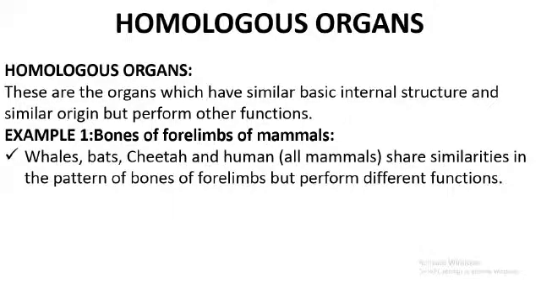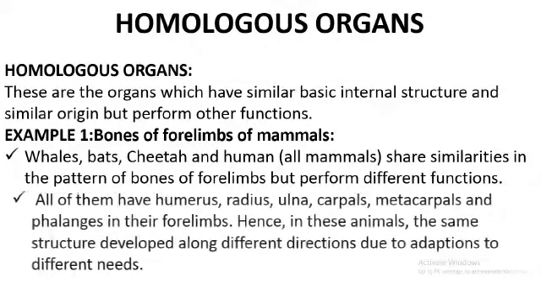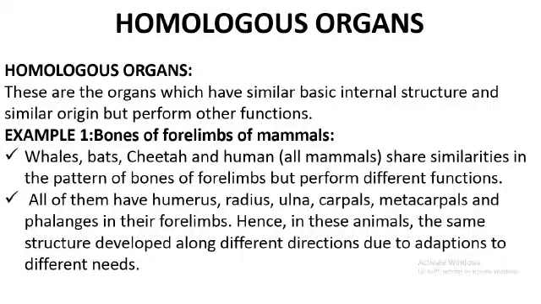So all these animals, forelimb, that is if you take man, it's a hand. So hand of man, forelimb of bat, front leg of cheetah, and the pectoral fin of whales. All this, they have basic pattern of bones is same. So let us see what is that. All of them have humerus, radius, ulna, carpals, metacarpals and phalanges in their forelimbs.